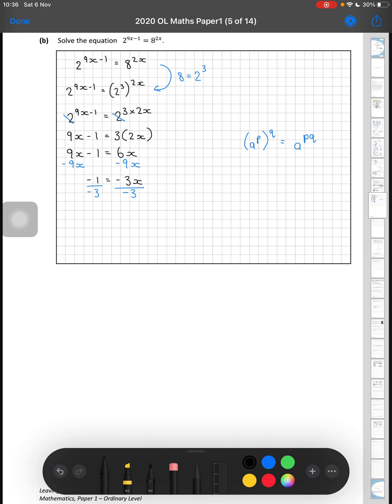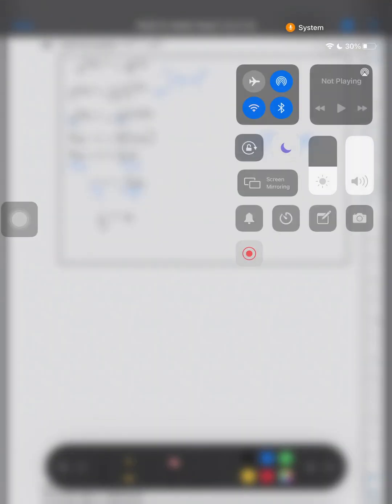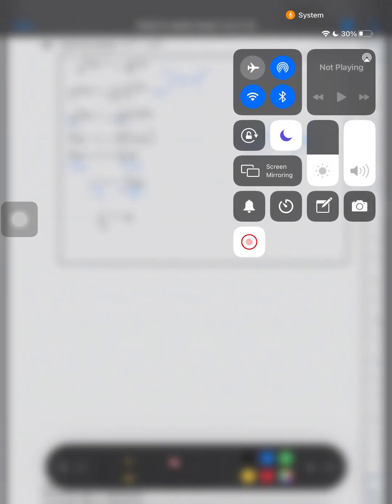Okay, so how am I going to find x if there is a minus 3 in the way? Well, the minus 3 is multiplying, so to get rid of it, I'm going to divide. So I'm going to divide both sides by minus 3, and I'll get, well, minus divided by a minus is a plus, and then 1 divided by 3 is just a third. And that's equal to x. So x is equal to a third here. Okay?